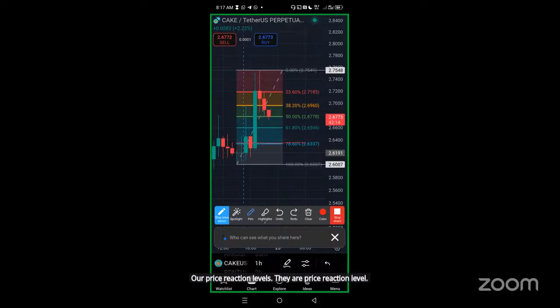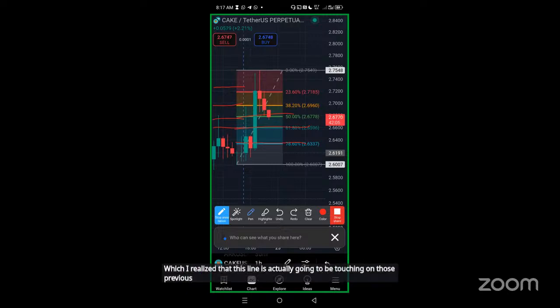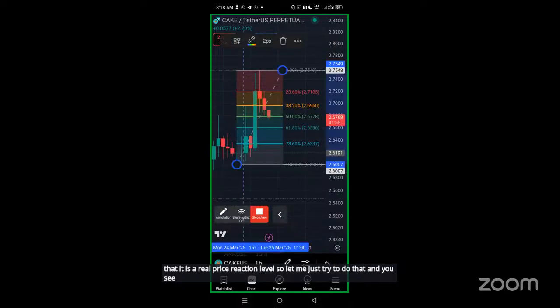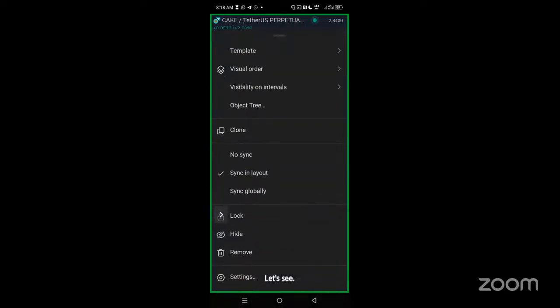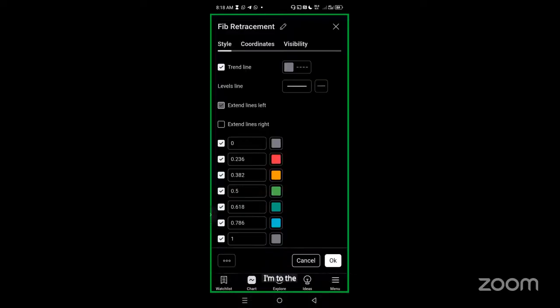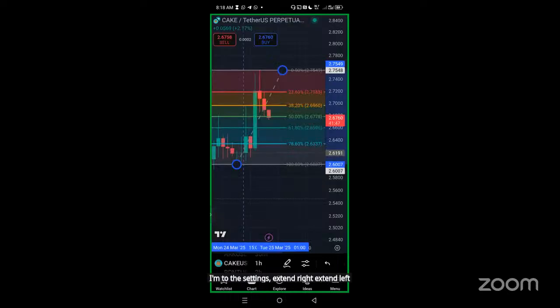This line, if we extend it so that it runs horizontally, we shall realize that it is actually touching those previous price levels where the candlestick touched. We shall ascertain that it is a real price reaction level. So let me try to do that and we see. Come to the settings, extend right, extend left, and we go there.